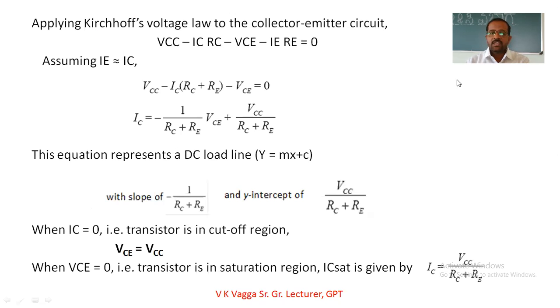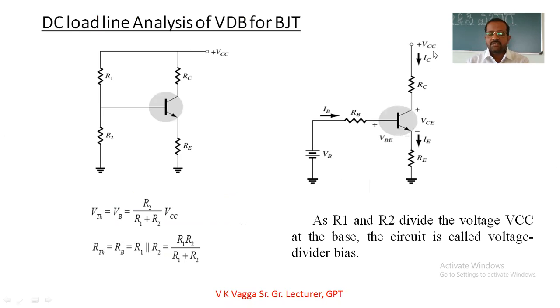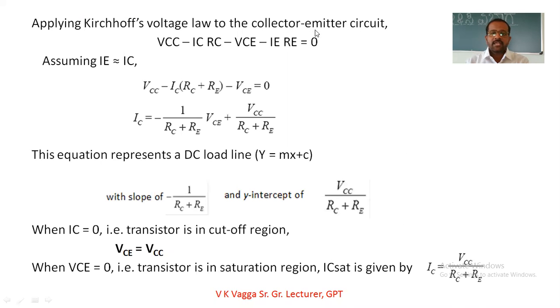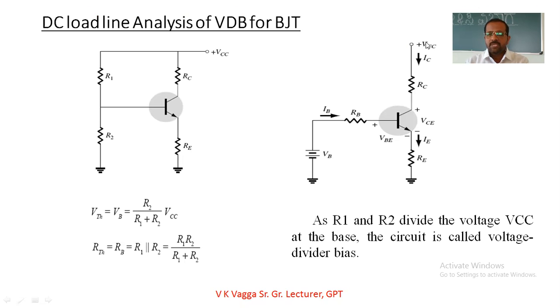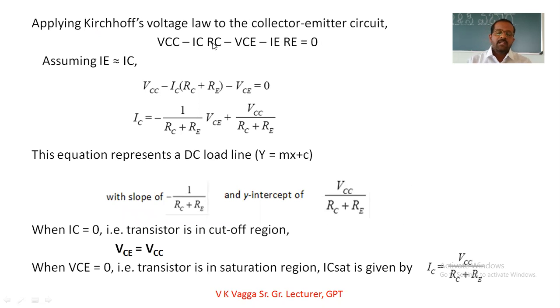After simplification, in order to do the DC analysis, if you apply Kirchhoff voltage law at the collector emitter side, this is equal to VCC minus ICRC minus VCE minus IERE is equal to 0. If you assume IE is almost equivalent to IC, then IE is replaced by IC. Then I take IC outside as the common factor, and the equation becomes VCC minus IC into RC plus RE, minus VCE is equal to 0.